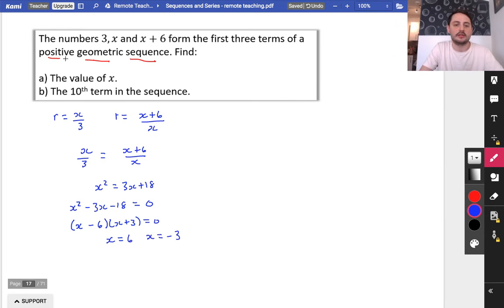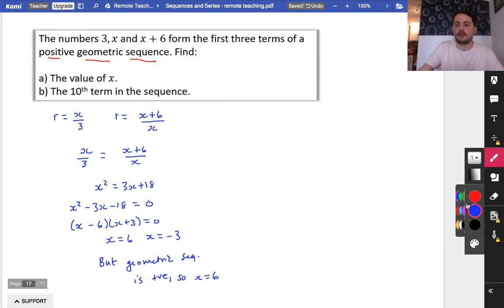But it tells us actually that this is a positive geometric sequence. So it can't be a minus 3 here. So it's actually going to have to be x equals 6. But it says the geometric sequence is positive, so x equals 6. Let's just see what would have happened though if it was the other one. Let's actually do both of them as sequences.